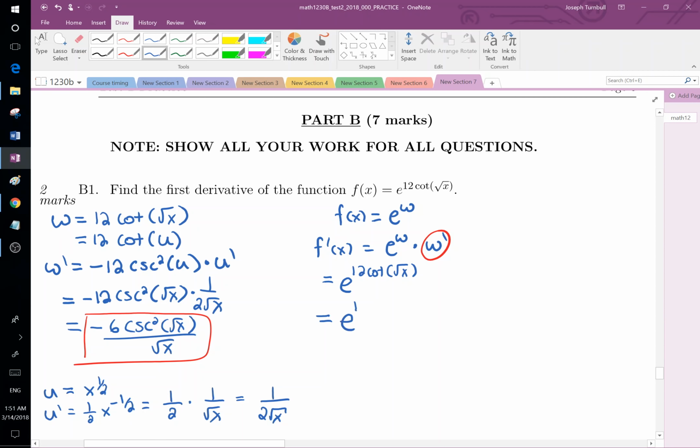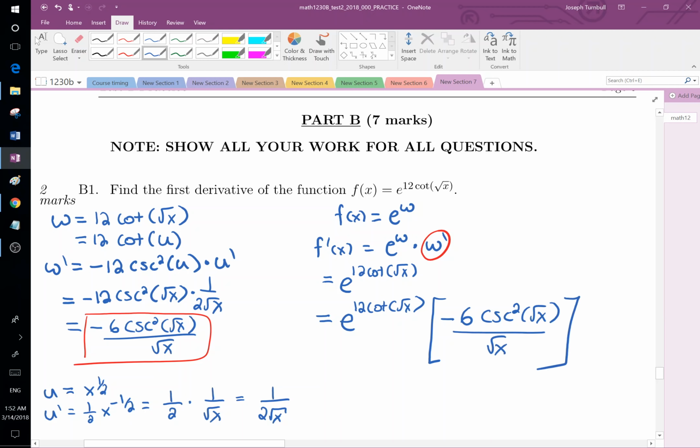So e to the 12 times the cotangent of the square root of x multiplied by that big mess. Negative 6 cosecant squared of the square root of x over root of x.